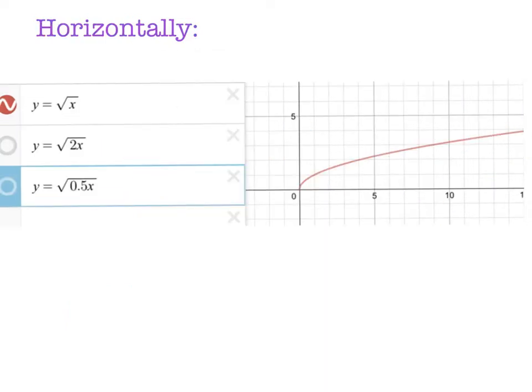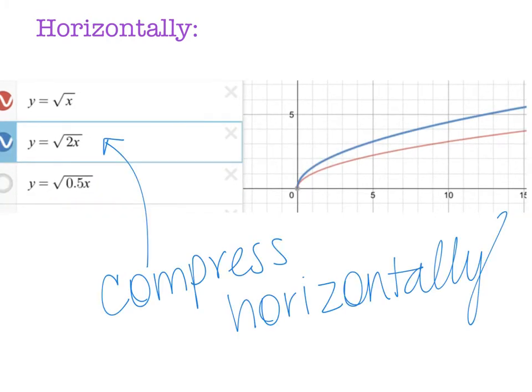So in order to talk about horizontally compressing and stretching a function, let's take a look at an example of the square root of x. So here's our original function. So when I manipulate my original function of the square root of x and I make the x 2x, when I double it, because that value is greater than 1, it's going to compress it horizontally. Now, when I look at the graph, this blue line is the compression.